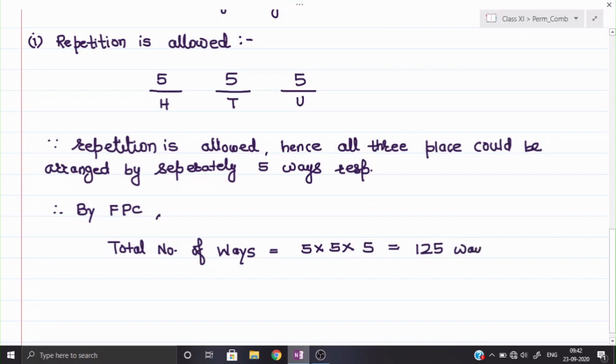If repetition is allowed, then you will get 125 such numbers. 3-digit numbers you will get, 125 of them, and in all those 125 numbers repetition is possible. If repetition is not allowed, then only 60 numbers will be possible. Now I will explain more about this when we solve some other questions.